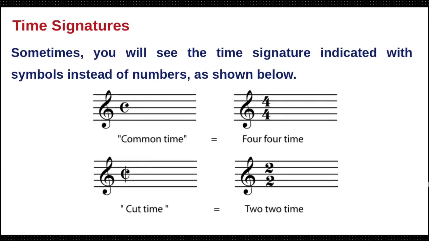Sometimes you would see the time signature indicated with symbols instead of numbers, as shown below. Now I said before that this 4/4 time is popularly called the common time. It's the most popular time signature in written music. You always find this time signature. Many of the piano pieces you play are in 4/4 time.